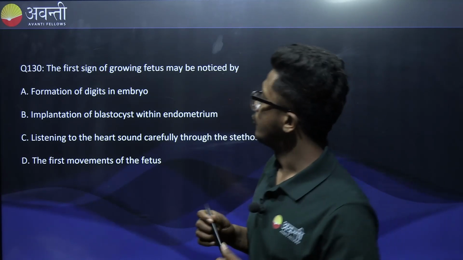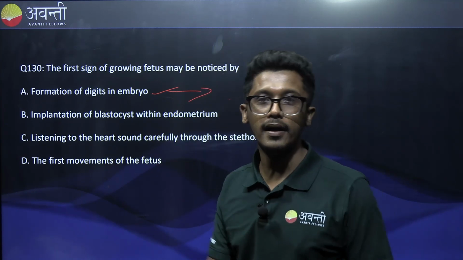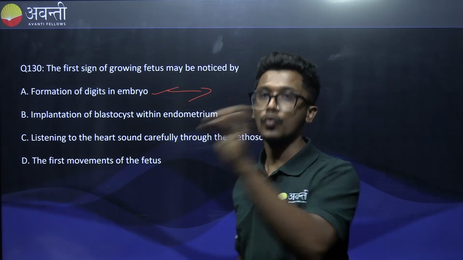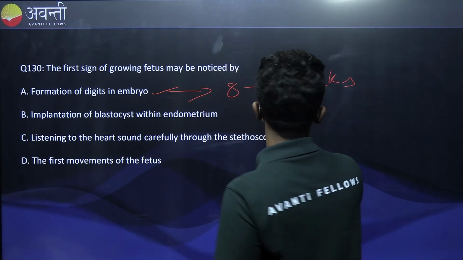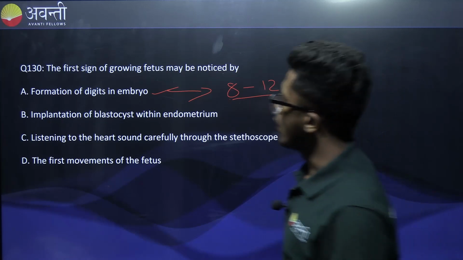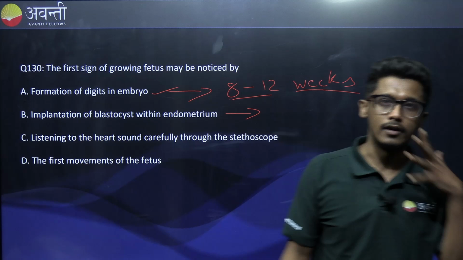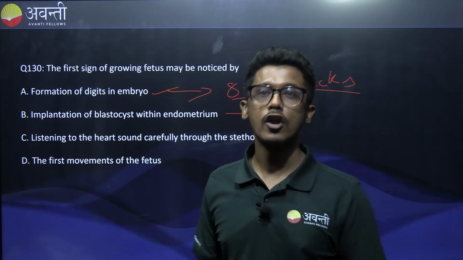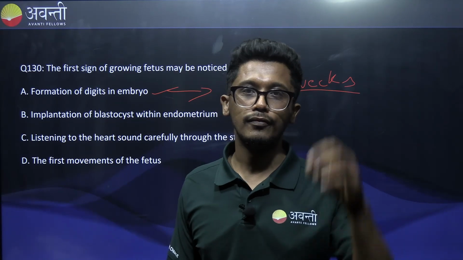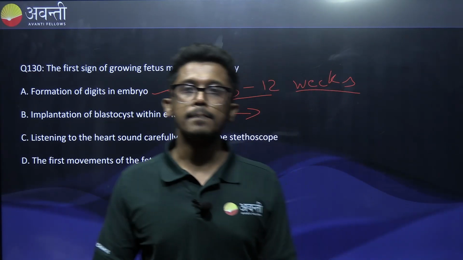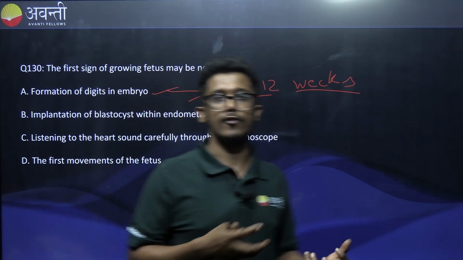So let's see. The first one is the formation of digits in the embryo. The formation of digits in the embryo basically takes at least 8 to 12 weeks. Got it, guys? Next one, you have the implantation of blastocyst within the endometrium. Here you are not certain whether it has led to complete implantation or the fetus is successfully growing. You need a proper establishment of placenta. Placenta should develop, and there should be a proper integration between the embryo as well as the endometrial layers.